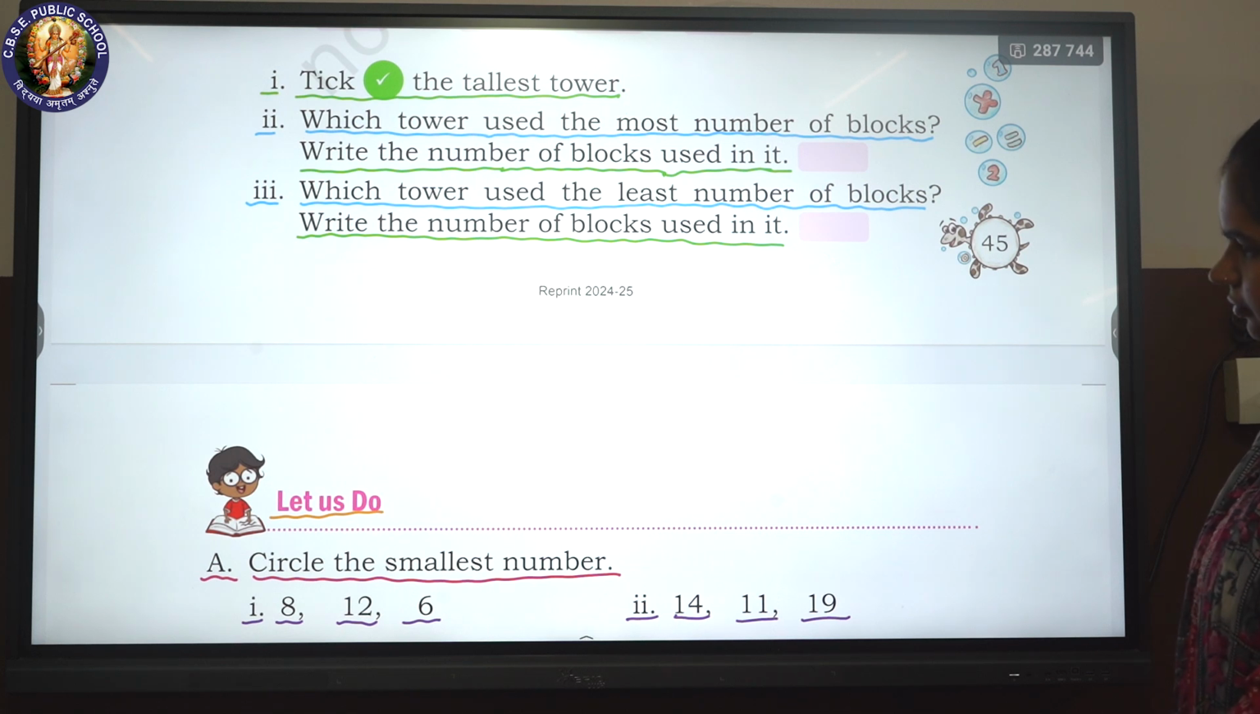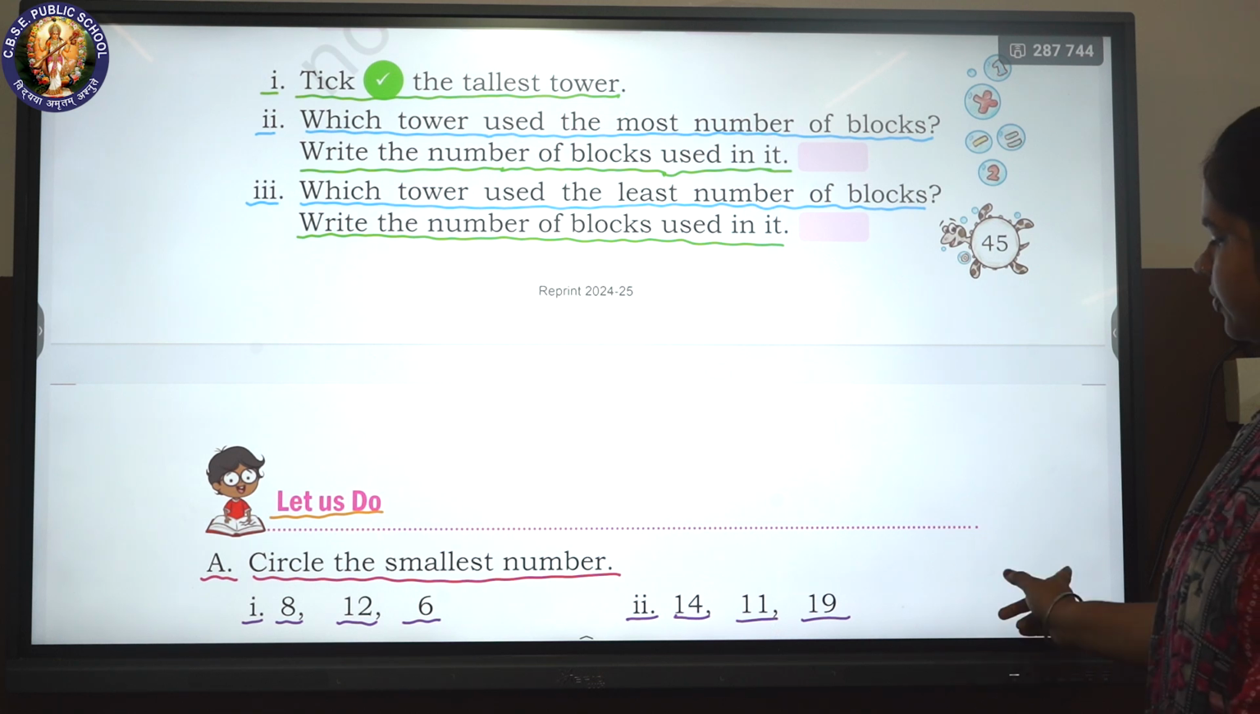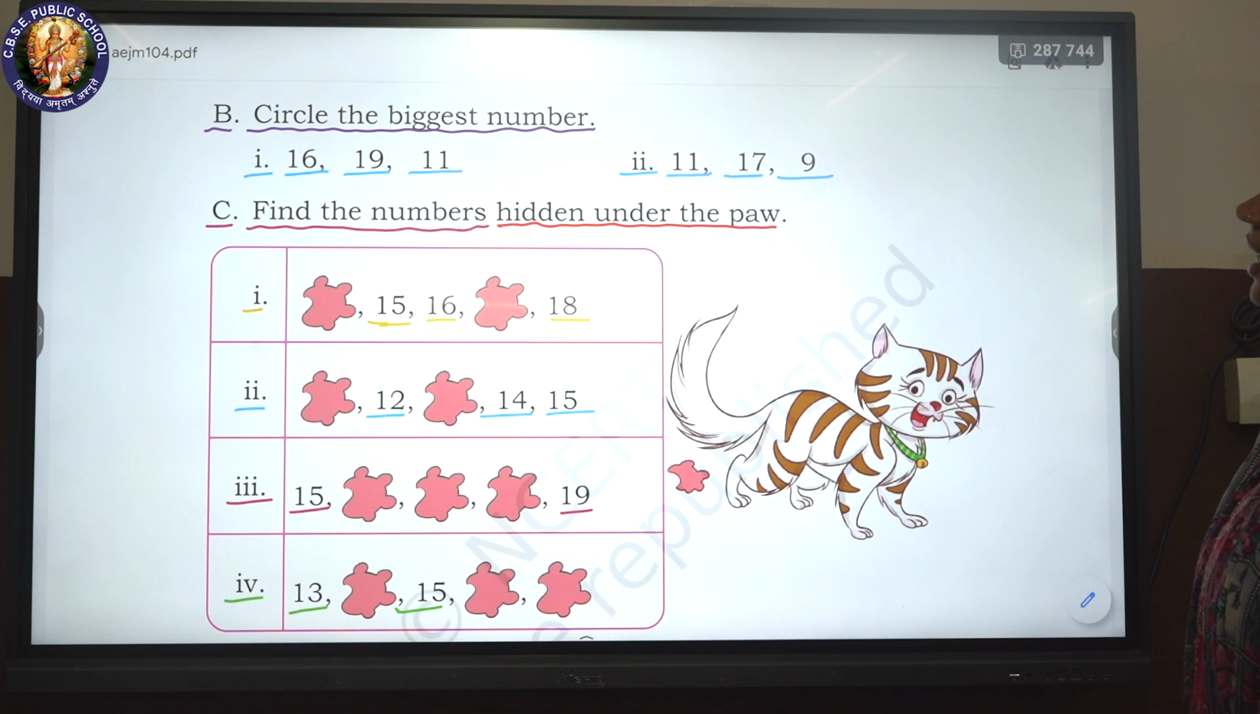Let us do. A. Circle the smallest number. 1, 8, 12, 6, 2, 14, 11, 19. B. Circle the biggest number. 1, 16, 19, 11, 2, 11, 17, 9.